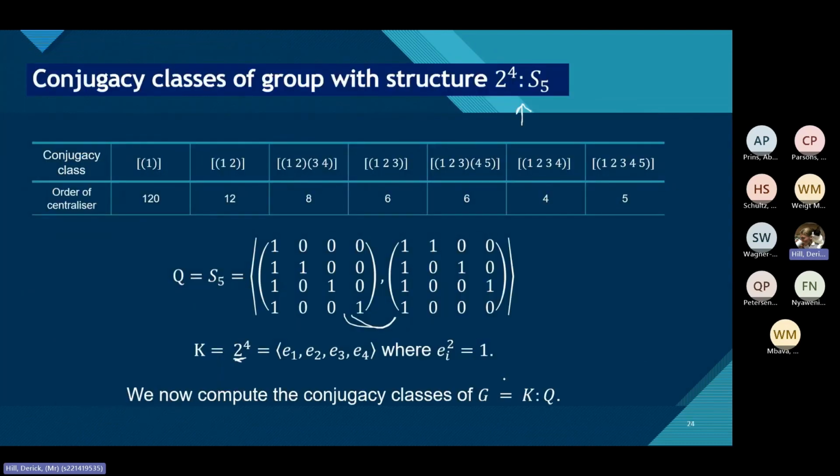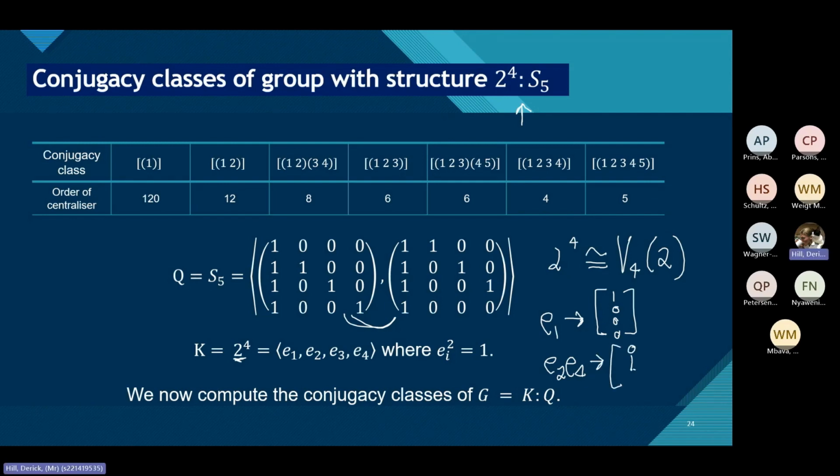But finally, one more note. I mentioned that we need a specific action to kind of use in place of what we know as conjugation. So since this 2^4 is isomorphic to the vector space of dimension 4 over the field of 2 elements, we can write any element of this 2^4 as a vector. So let's say E1 we can write as the vector 1, 0, 0, 0. Let's say E2E4 can be written as 0, 1, 0, 1.